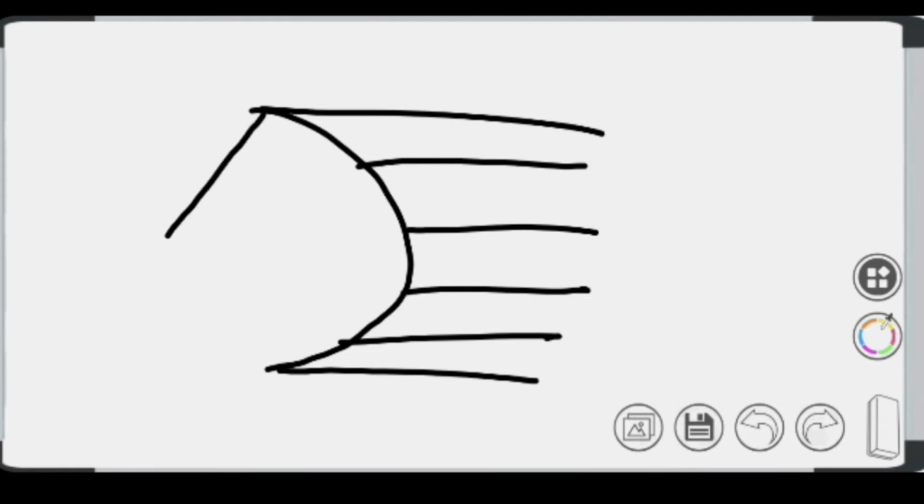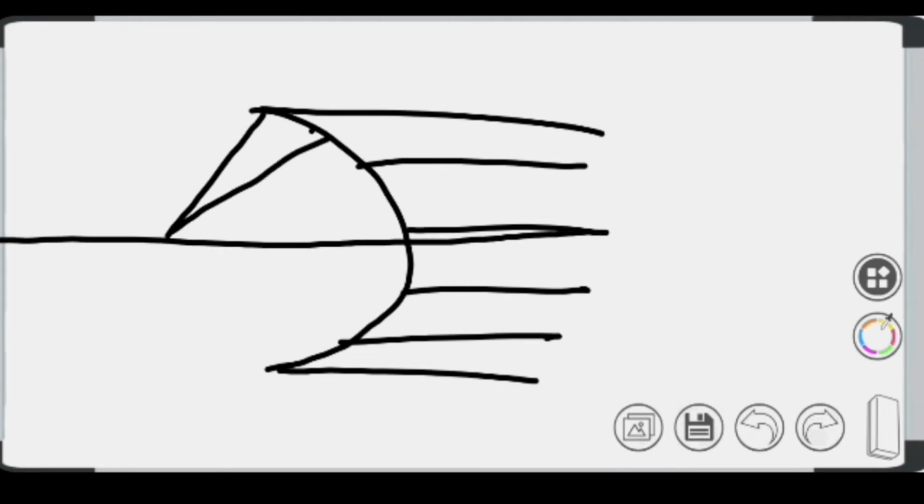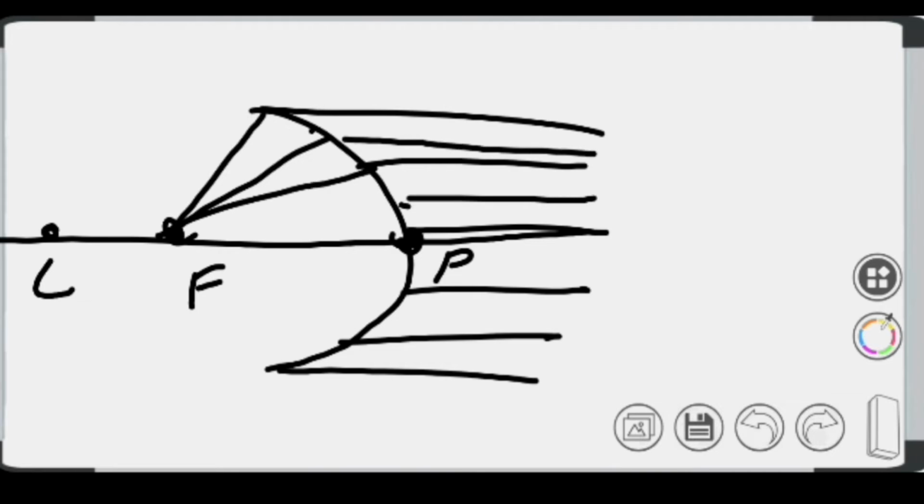Let's draw our rays. Okay, and let us put all these rays here. Wait, always draw the principal axis first. Always. Let's draw our pole. Let's draw our focus where all the rays are going to meet. Let's draw our center of curvature, and let's make all the rays meet there. Okay, all the rays meeting at the focus.